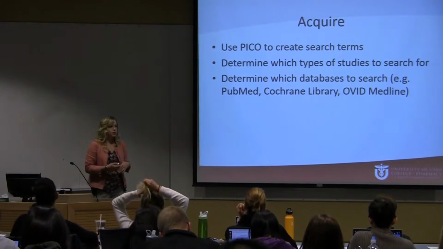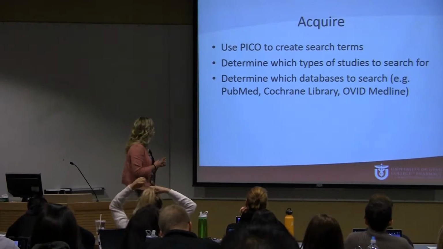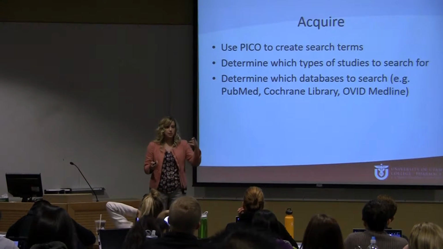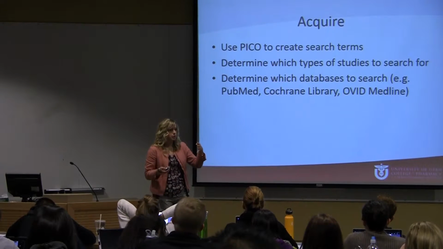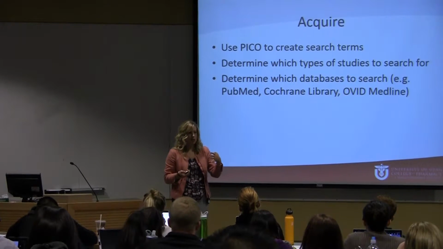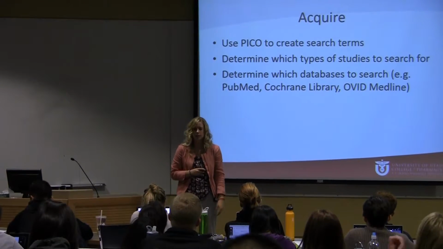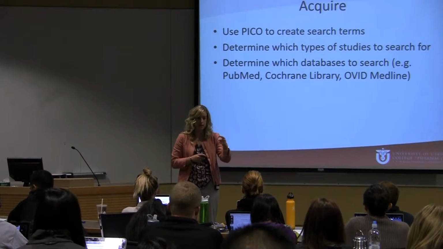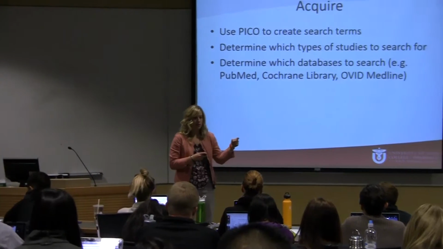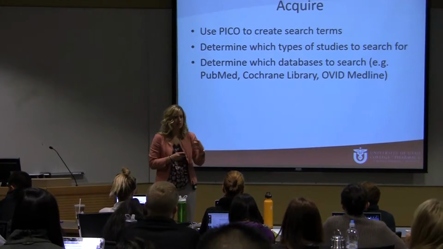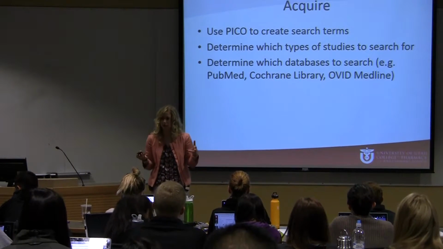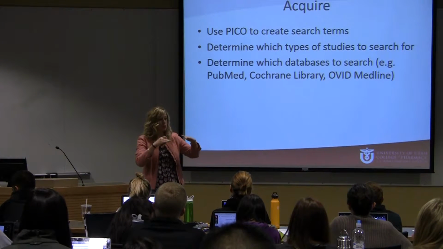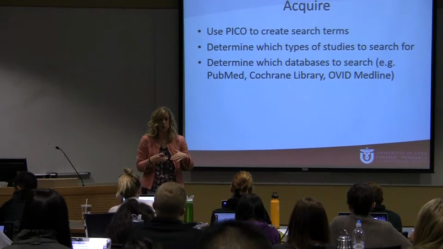Okay, so the next A is acquire. So we're using PICO for our search terms. So P, I, C, and O you will use in the databases. Sometimes they call them MeSH terms. So you'll use that in each database to search. So yours would be maybe pediatrics, right? It would be your intervention, amoxicillin, or you could do beta-lactams. And then you would do watching and waiting. So you would actually use those as terms to search in the literature.